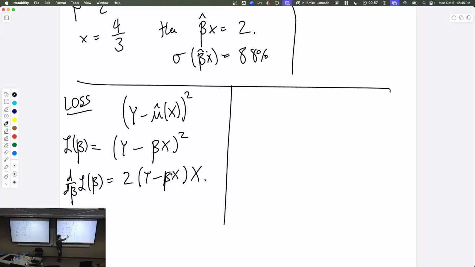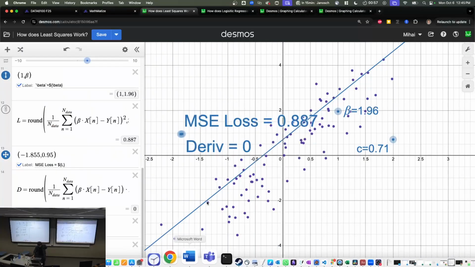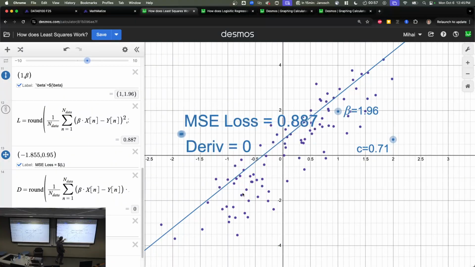Y minus beta x is how far off your estimate is, and x is how far away your point is. So this derivative is nicely calculable. You take the difference between the purple dots and the blue line, and multiply by how far out you are. It really is like the purple dot pulling on the blue line based on this difference. The derivative being 0 means there's an equal force pulling it down and pulling it up.